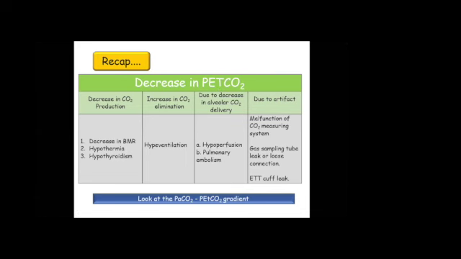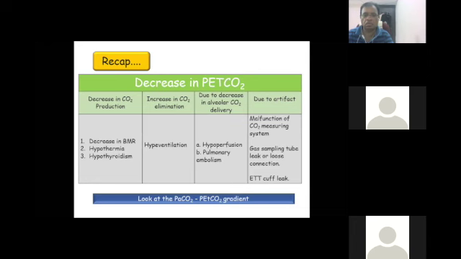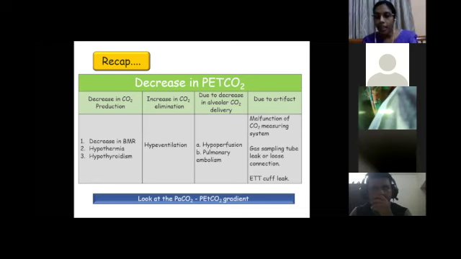In cases of hypoperfusion and pulmonary embolism, we have to look at the arterial concentration also, and here we can identify that the gradient between the arterial and end tidal carbon dioxide concentration is increased.